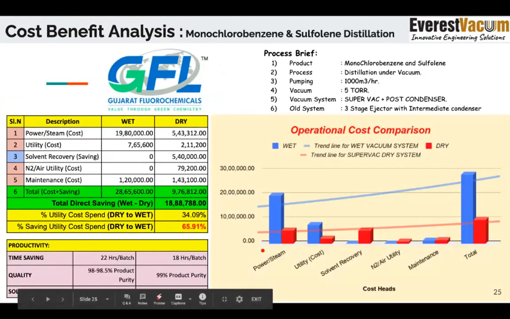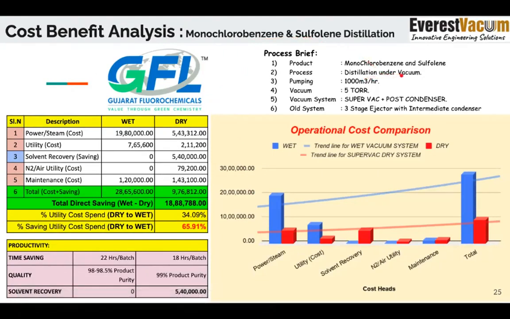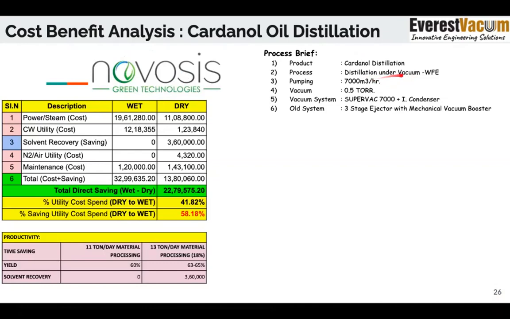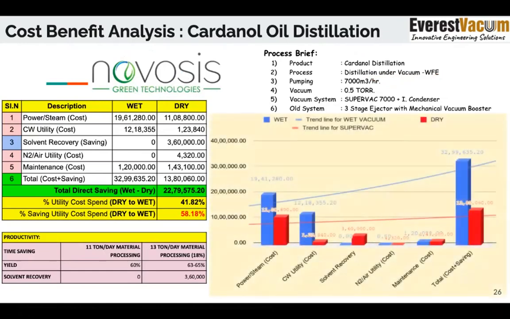So this customer was monochlorobenzene and sulfolene distillation, and here it was distillation under vacuum. In this also it is distillation under vacuum, but it is a totally different field. It is a wiped film evaporation. That was a batch process. Here the customer is using 7,000 meter cube per hour pumping speeds. Vacuum levels are much higher. What we have offered to the customer is a SuperVac 7000 with an intermediate condenser.